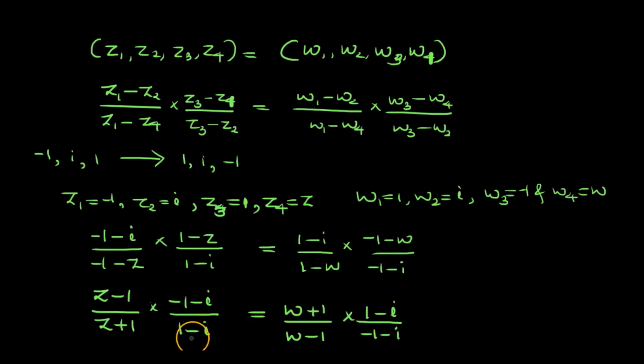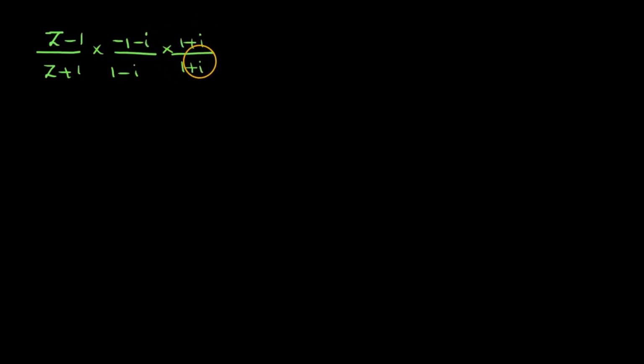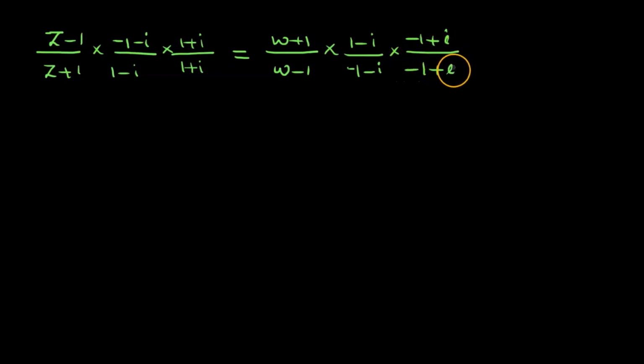Next we are doing conjugate multiplication, that is, multiplying by the conjugate of the denominator. 1 minus I conjugate is 1 plus I, multiplying both numerator and denominator with the conjugate of the denominator, here also. So we get Z minus 1 divided by Z plus 1, into minus 1 minus I divided by 1 minus I, into 1 plus I by 1 plus I, conjugate of 1 minus I, which is equal to W plus 1 divided by W minus 1, into 1 minus I by minus 1 minus I, into the conjugate of the denominator, that is minus 1 plus I by minus 1 plus I.